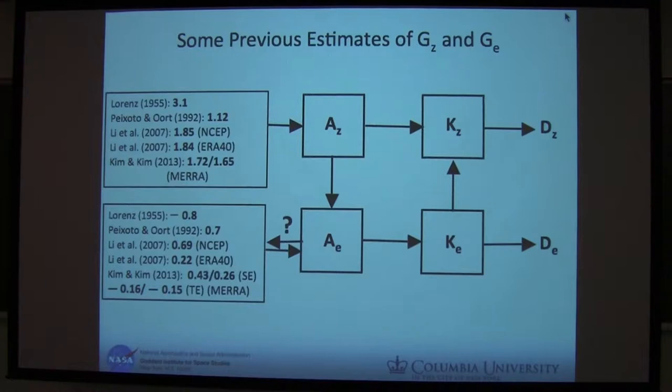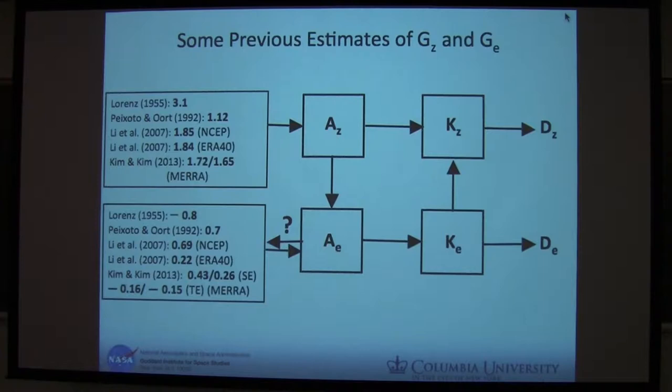However, the same cannot be said for GE. Lorenz thought it should be negative. Most other researchers since then have found it to be positive, but there's a lot of variability in magnitude. In particular, a recent study by Kim and Kim, where they estimated GE using MERRA, a reanalysis, distinguished between the GE due to stationary eddies and the GE from transient eddies, and found that the stationary eddy GE is positive and the transient eddy GE is negative. Which is something that we'll come back to later.